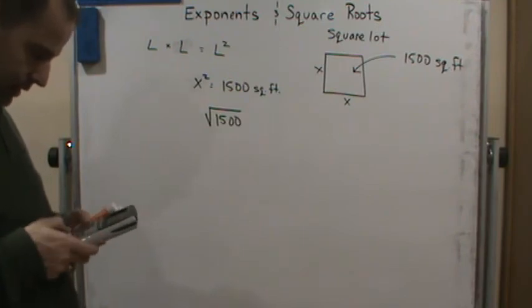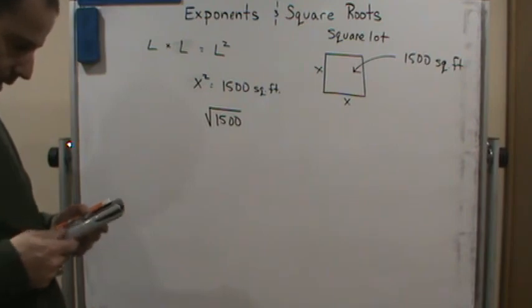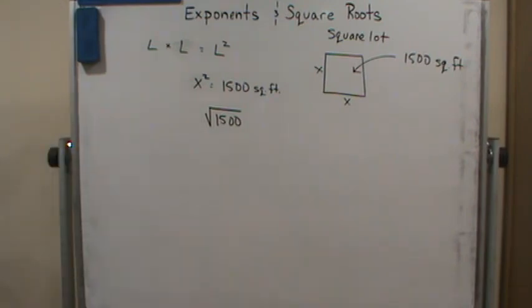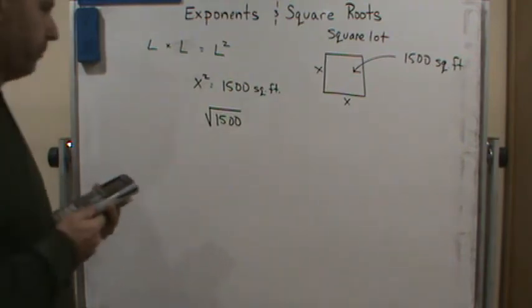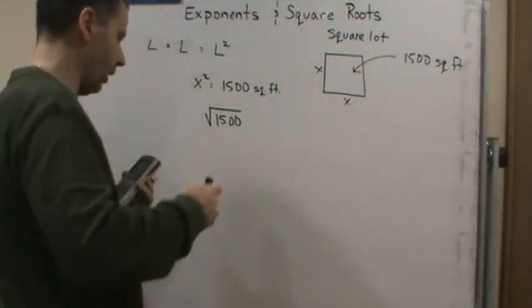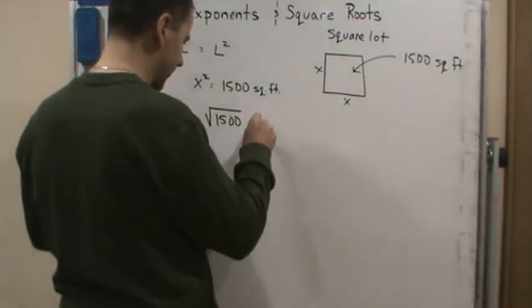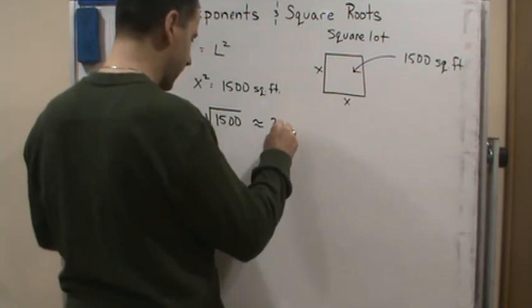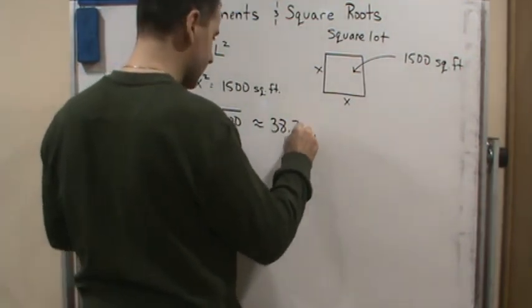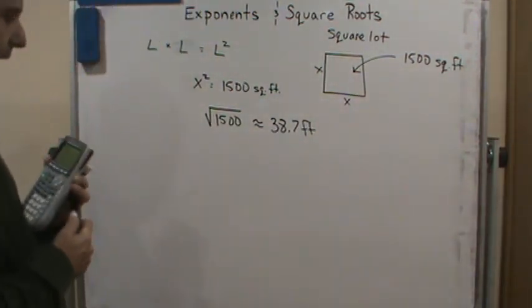Okay, so just go ahead and put in square root of 1,500. And now, do they ask us to round? Let's see. Round to the nearest tenth. All right, so we're going to round to the nearest tenth. Okay, so what does that mean? This is going to equal approximately 38.7 feet. So that's the length each side would have to be.